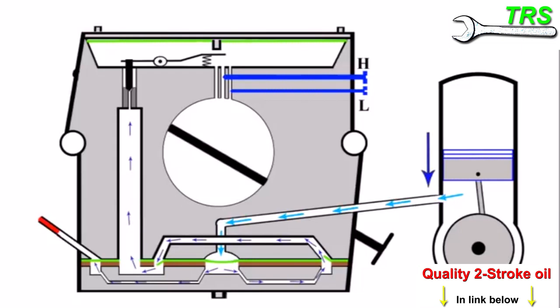So now I'll let the animation run, and you can see just how the fuel comes through the carburetor and is used in the venturi.